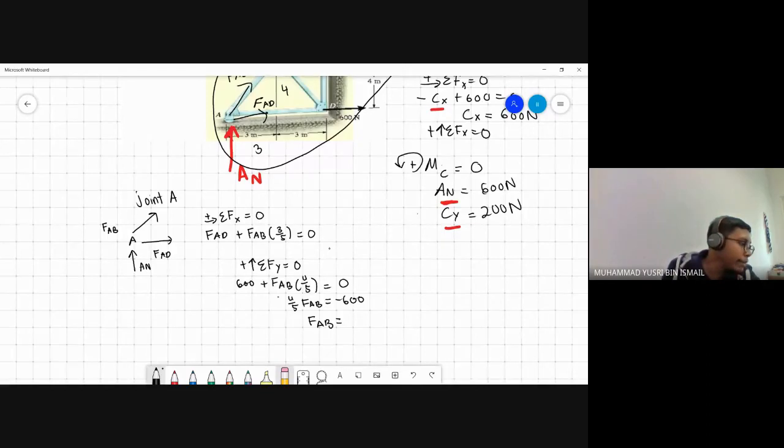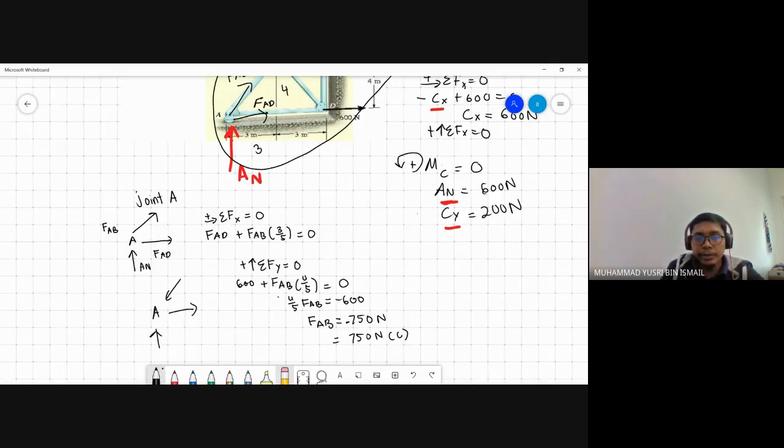Okay, you will get 750 Newton. Now convert: you know that the direction of the force is supposedly in compression. So now draw back your forces. Instead of the forces being in tension, it is actually in compression.